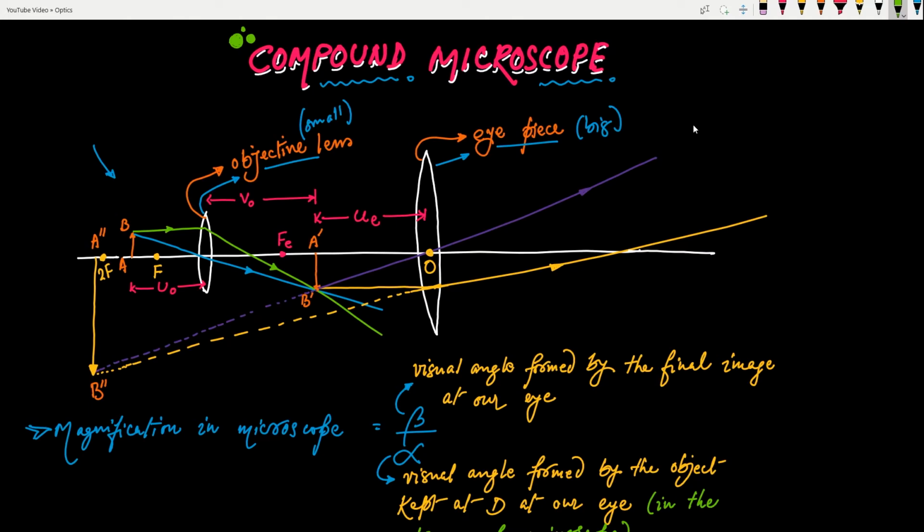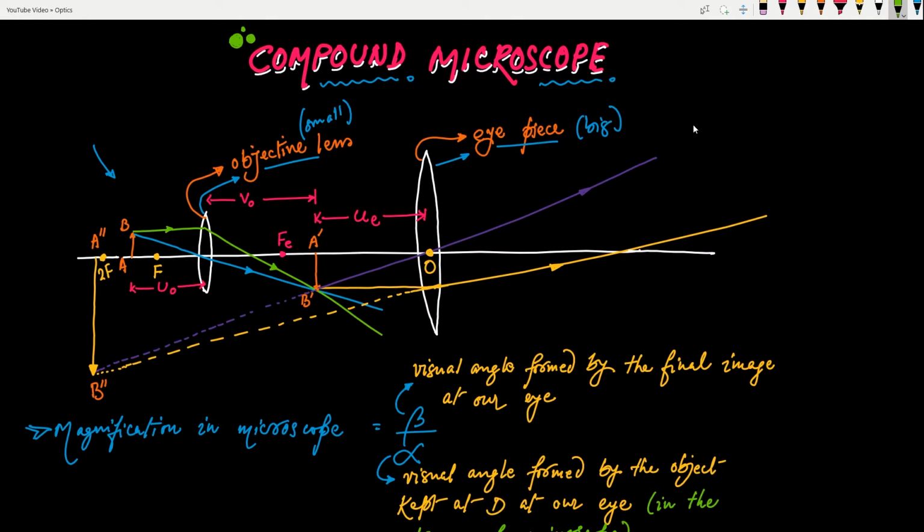Now, if you look carefully, I said that the eyepiece has a bigger focal length, isn't it? So the image that is produced, that is A dash B dash, will fall between the focus and the optical center of the eyepiece. Now you know the drill. We have explained this in the Simple Microscope, that whenever an object is kept between focus and optical center, the image that is produced is virtual, erect and magnified.